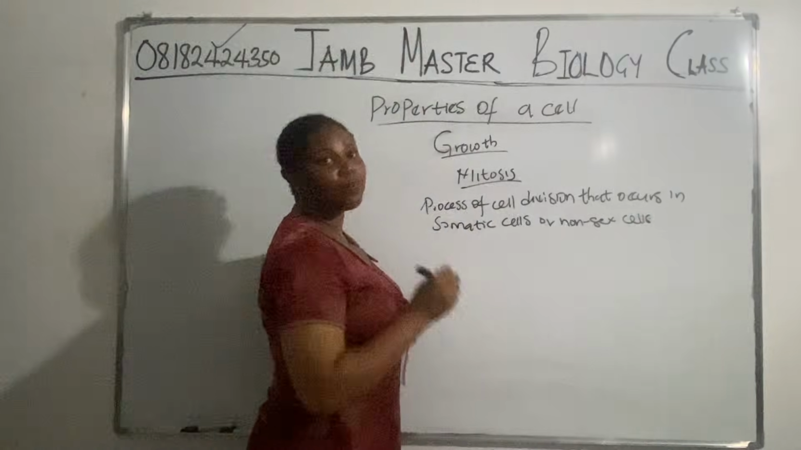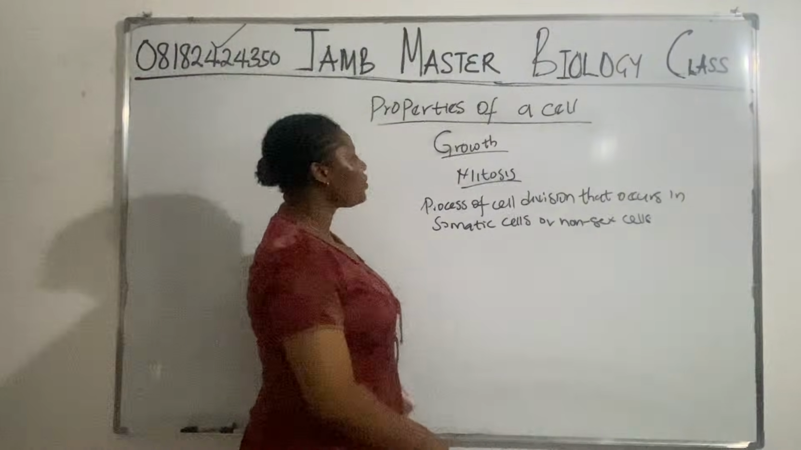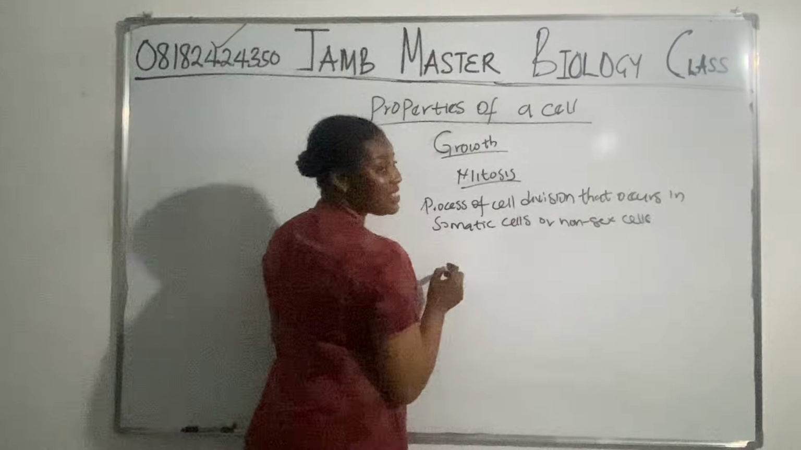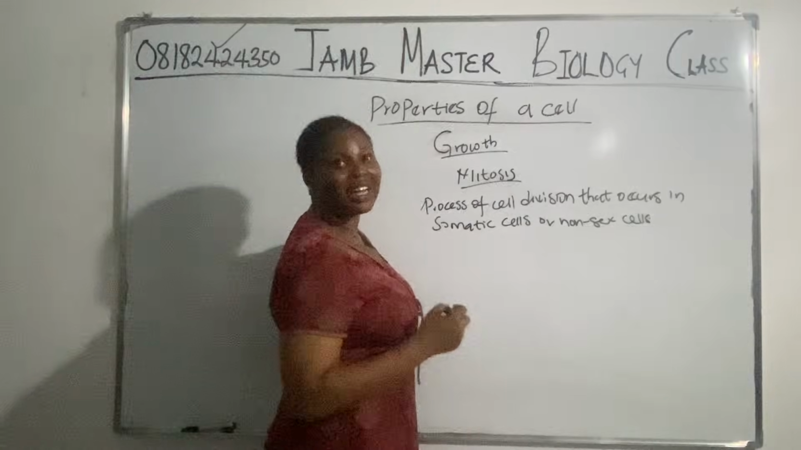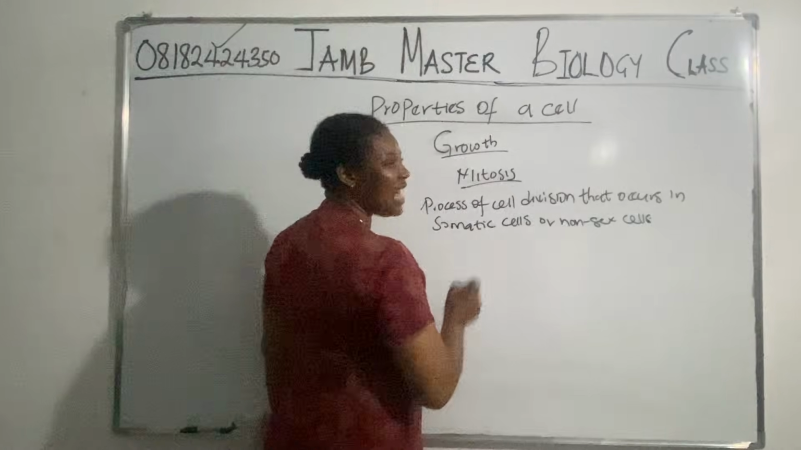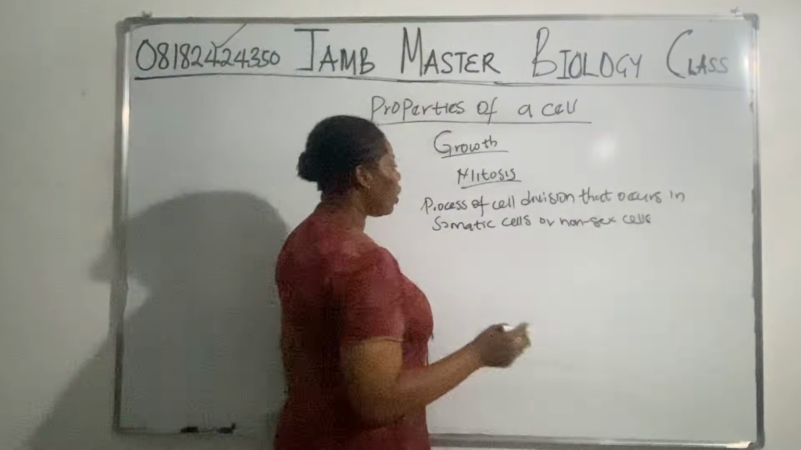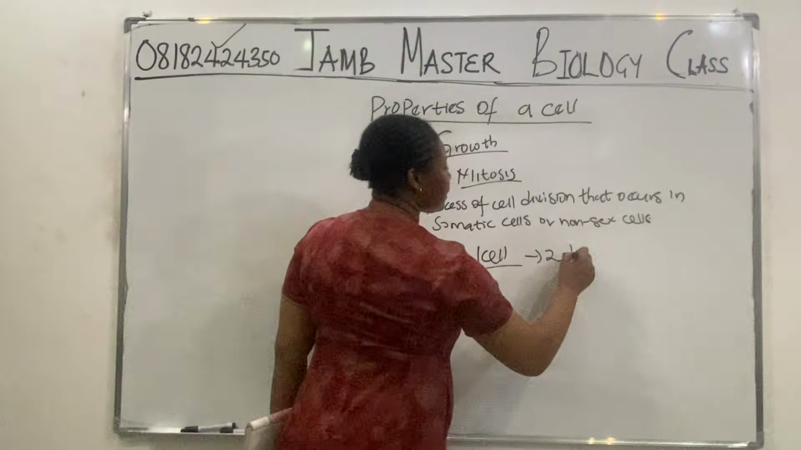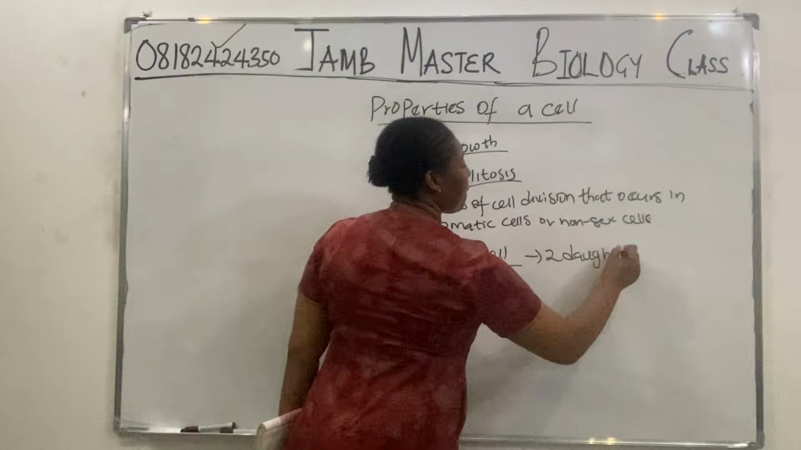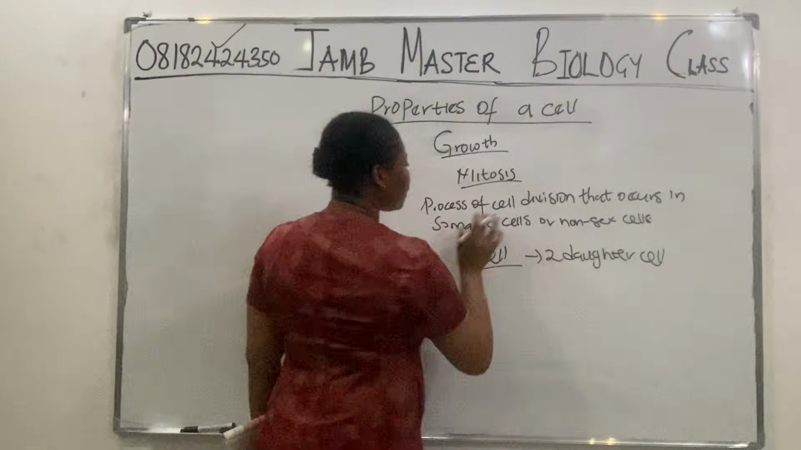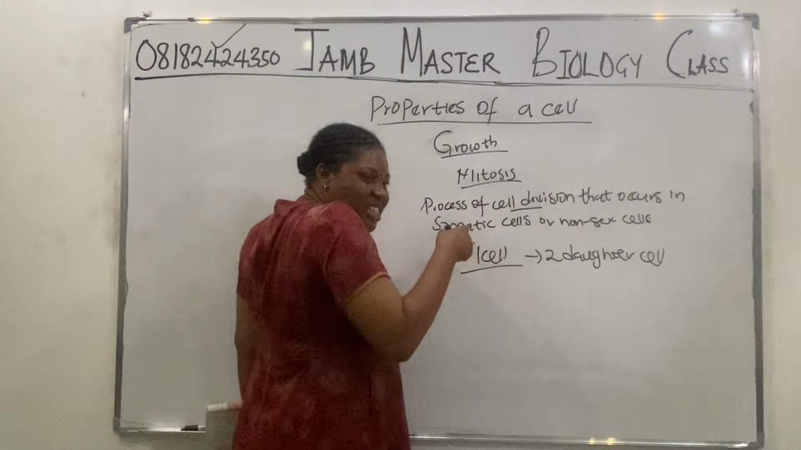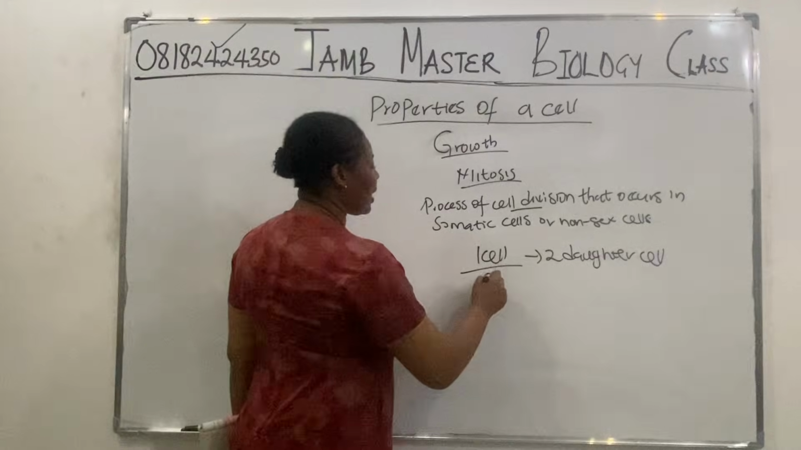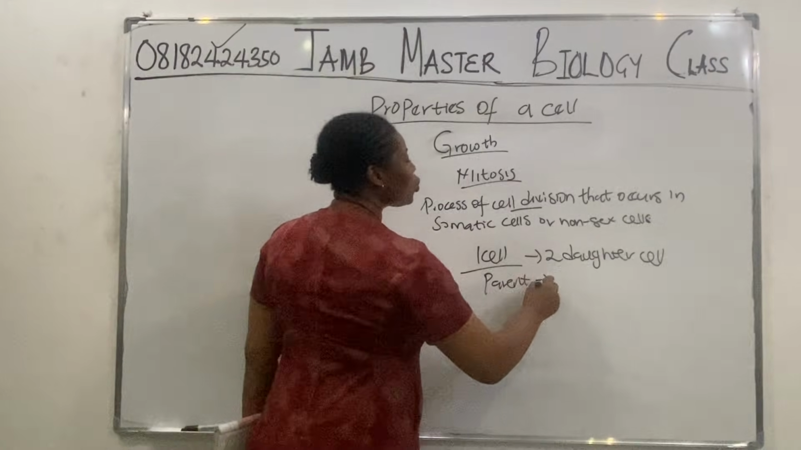Now, mitosis is a process of cell division. Now, cell division is also known as cell multiplication. Cell division is also known as cell what? Multiplication. So when your cell is actively dividing, it's multiplying. For instance, one cell will divide and give you what? Two daughter cells. So cell division is a process of active cell multiplication. So one cell will divide. That's why you see something like a parent cell giving you two daughter cells.